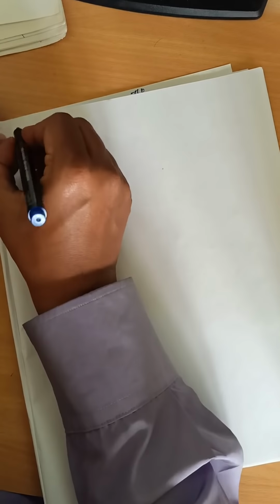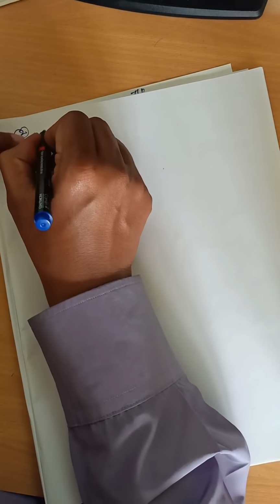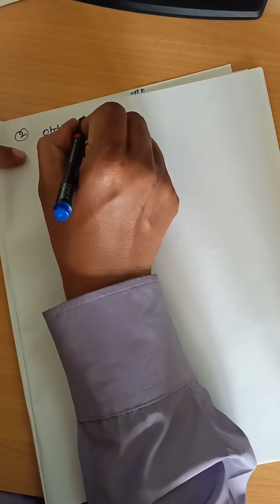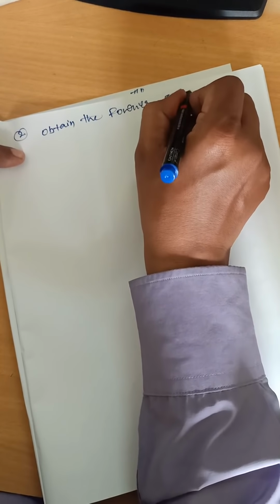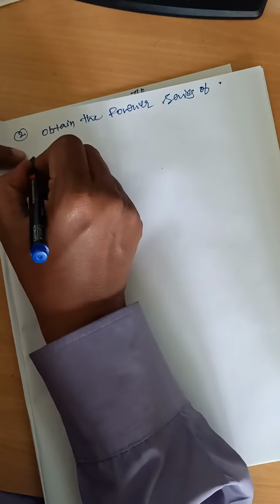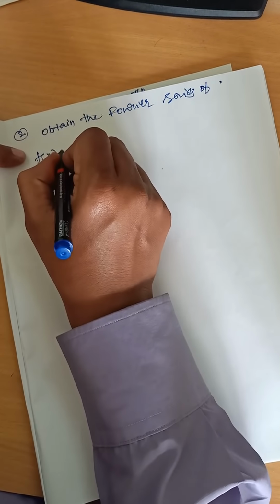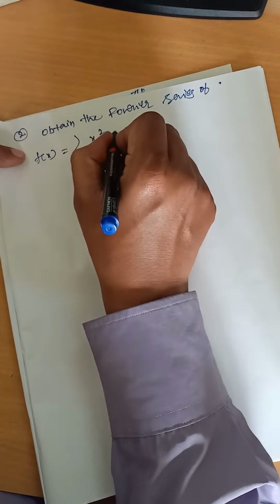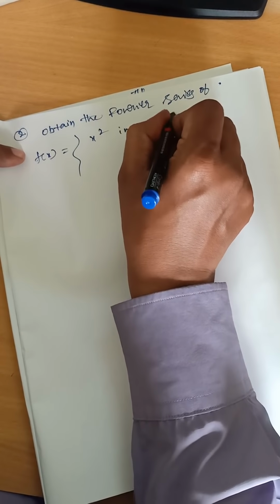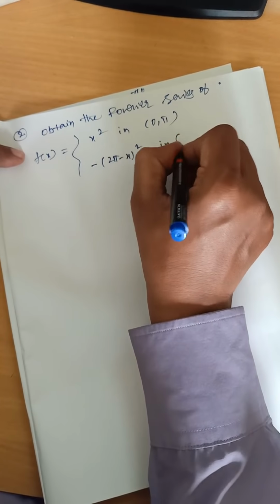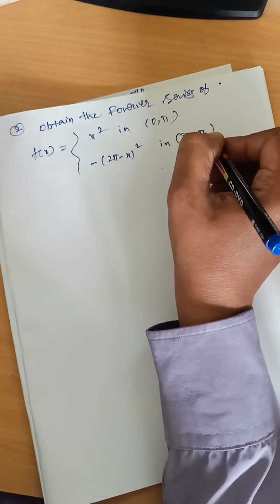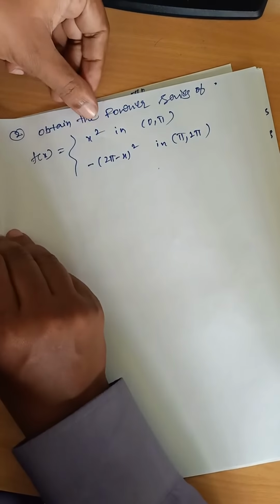Next problem. Obtain the Fourier series of f of x is equal to x square in 0 comma pi, minus 2 pi minus x whole square in pi comma 2 pi. Solution.